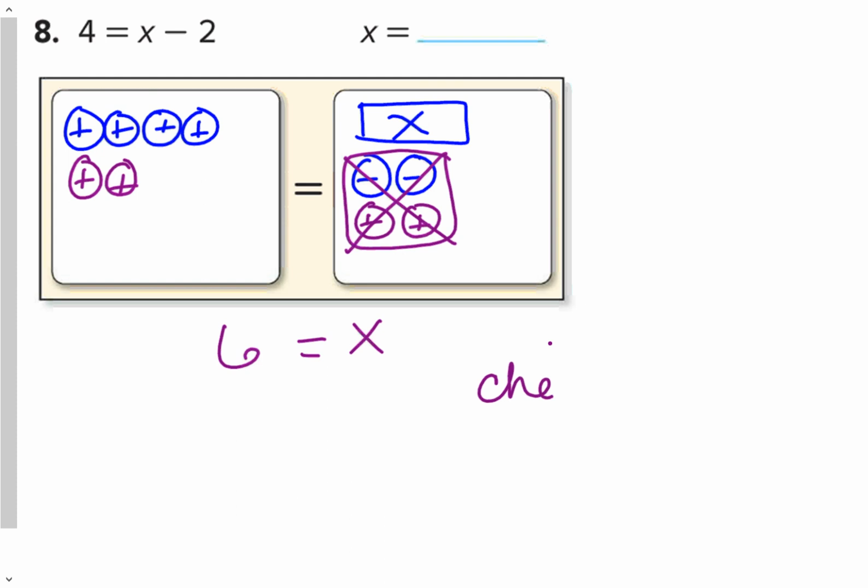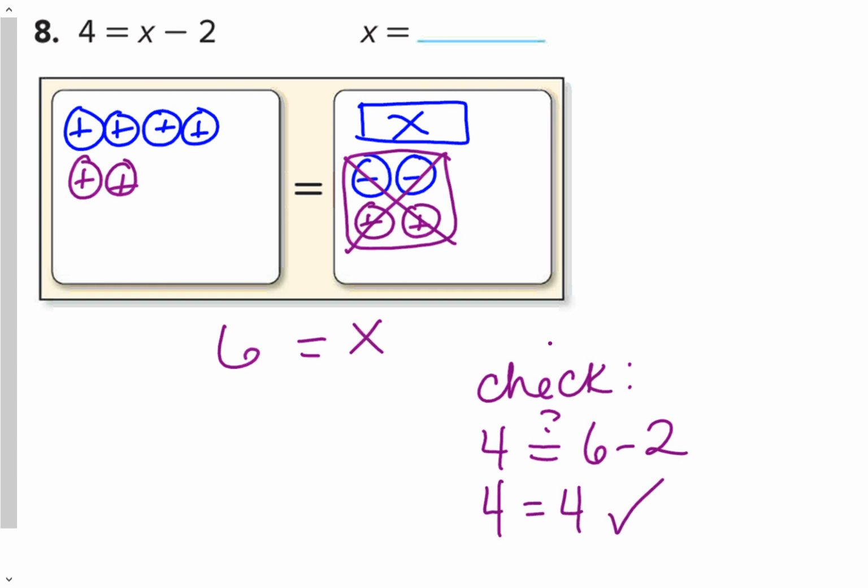Again, last step always, check. So 4, does that equal 6 minus 2? On the left we have 4. 6 minus 2, we also have 4. So that is our correct answer.